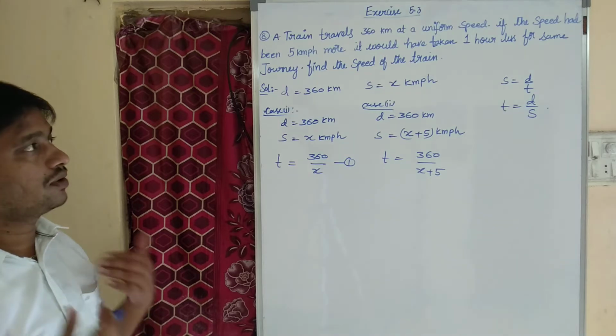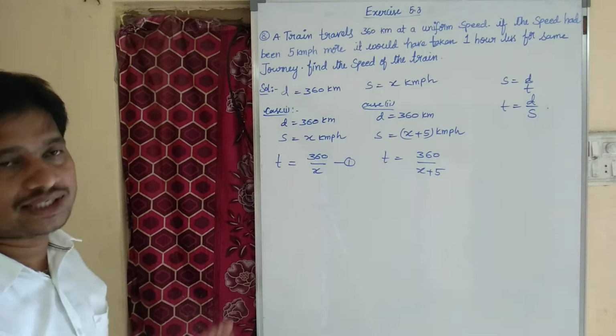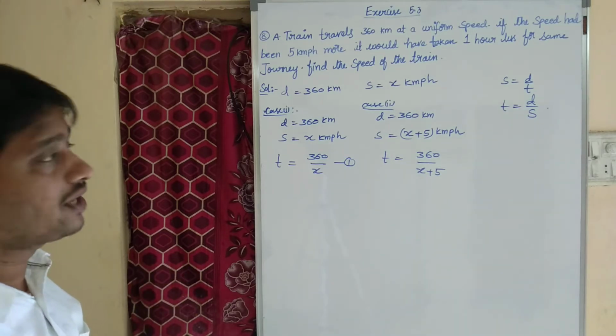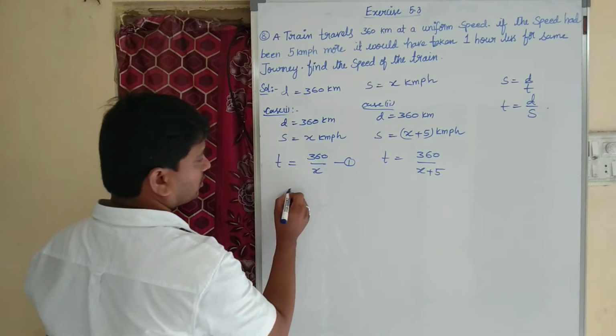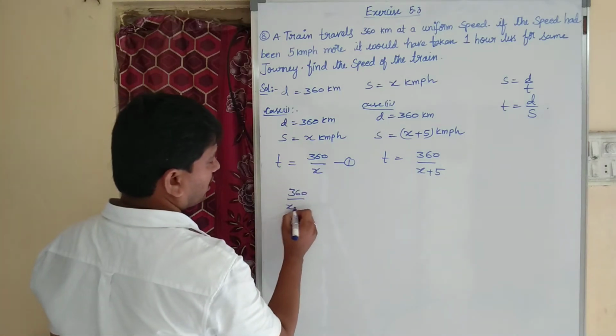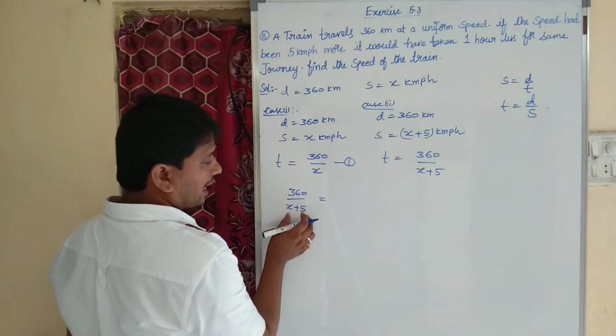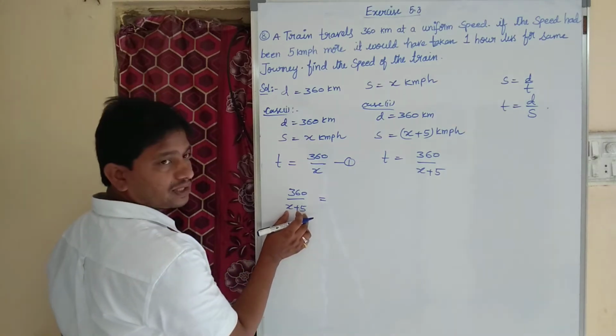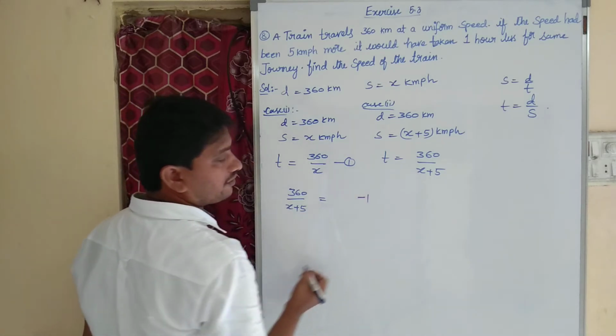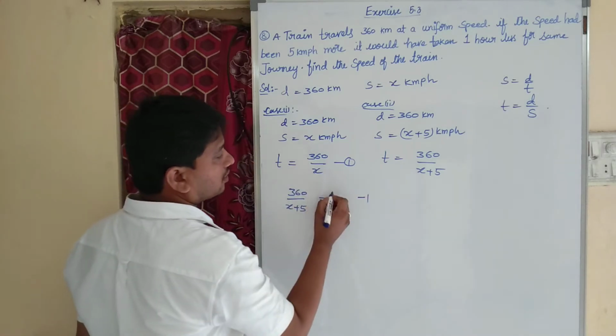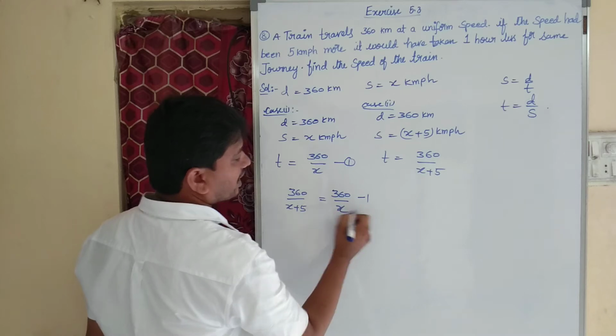If 5 km per hour more, it would have taken 1 hour less. I mean, 360 by x plus 5 equals the time taken by the train when it is traveling with x plus 5 km per hour. It will take 1 hour less than the time taken by the train to travel with x km per hour.